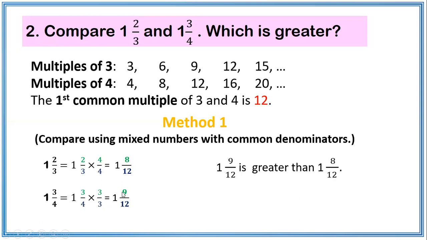Now that they have the same denominator, we can now easily compare the mixed numbers. 1 and 9 out of 12 is greater than 1 and 8 out of 12. So therefore, 1 and 3/4 or 1 and 3 out of 4 is greater than 1 and 2 out of 3. So in symbol, we write this way. Can you follow? All right.